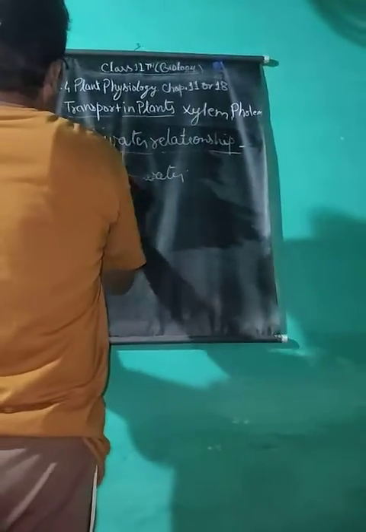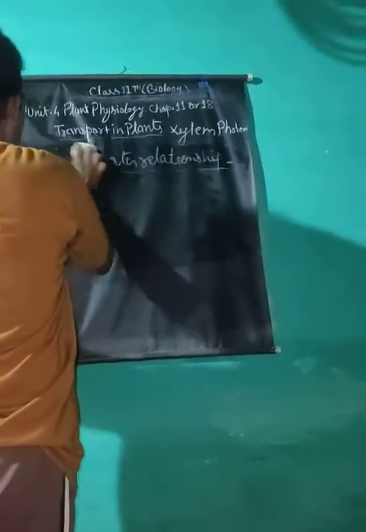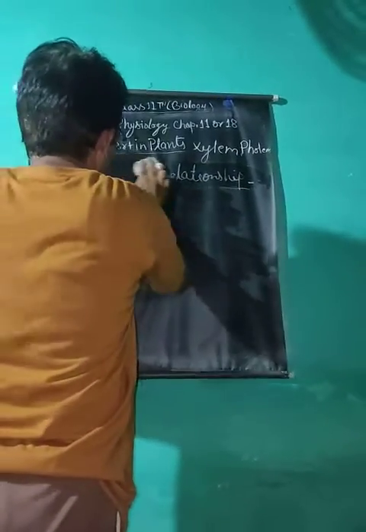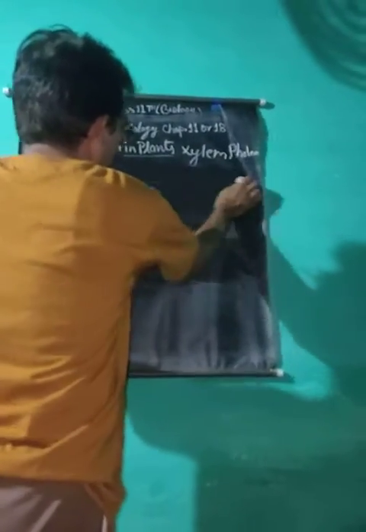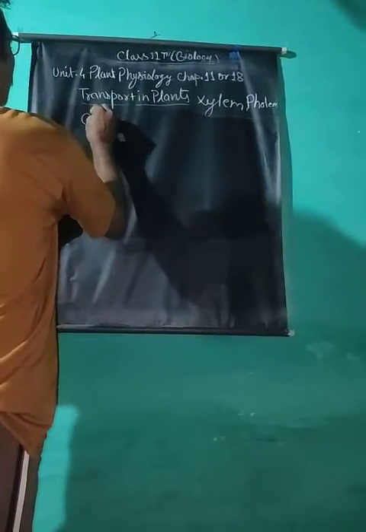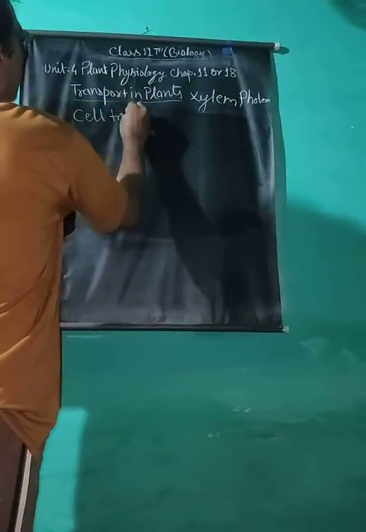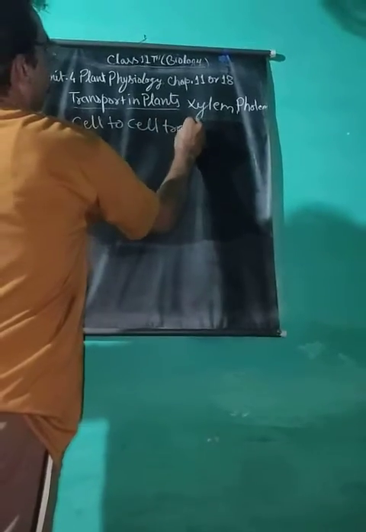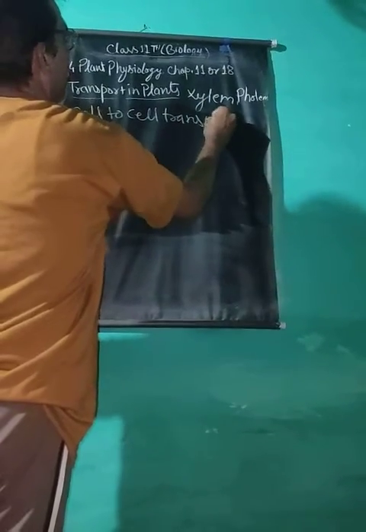Now, transport. So, cell to cell transport. The body of a multicellular organism is made up of a large number of cells. Cells which contain water or other substances diffuse them to neighboring cells. By the process of simple diffusion or osmosis, plants absorb water and minerals from the soil.